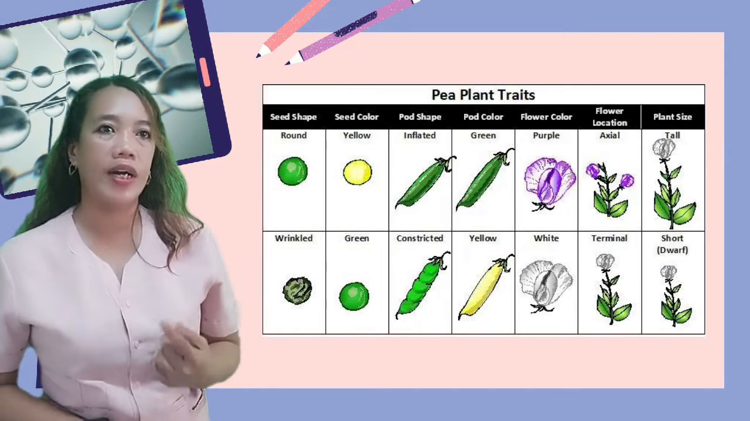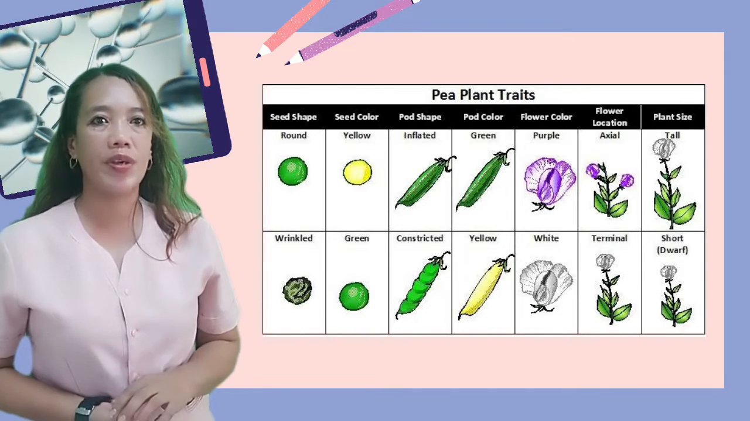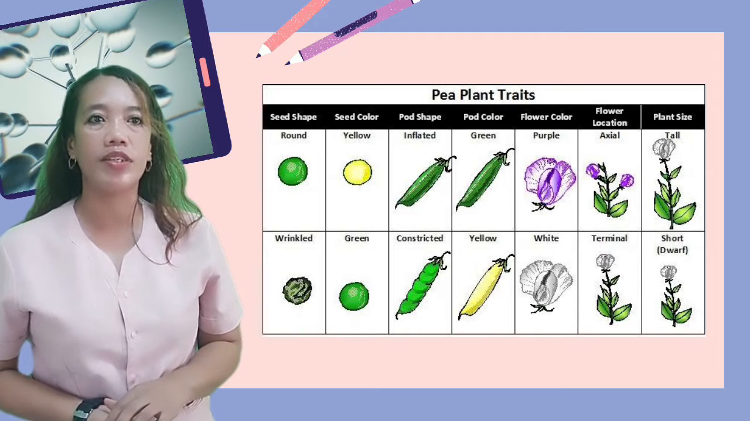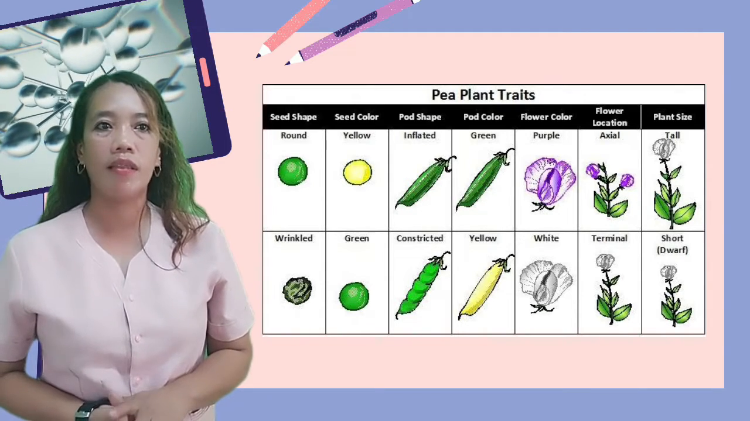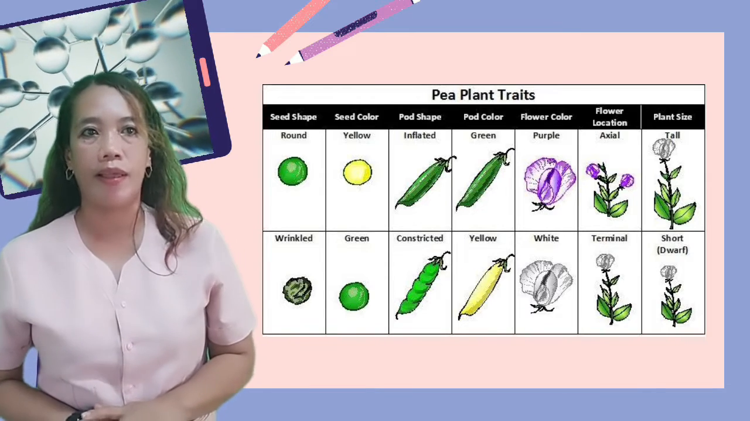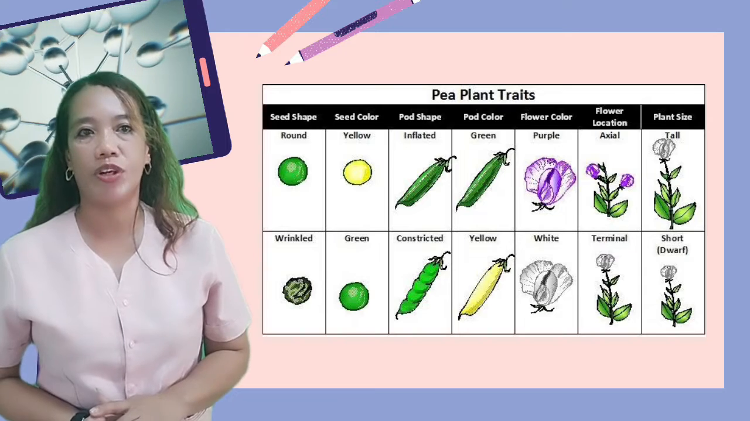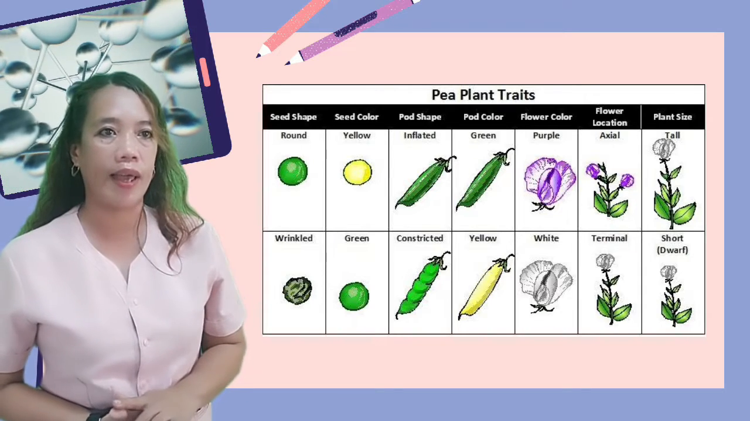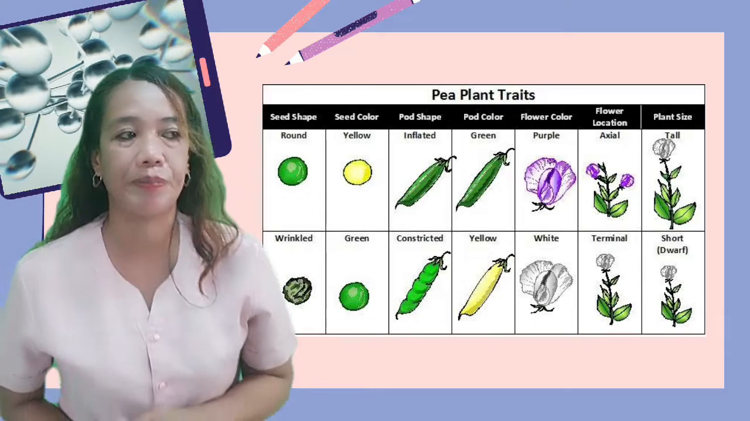For seed color, he used yellow and green. For pod shape, he made use of inflated and constricted. For pod color, he used green and yellow. For flower color, he made use of purple and white. For flower position, he used axial and terminal. And for the stem length, he made use of tall and short.